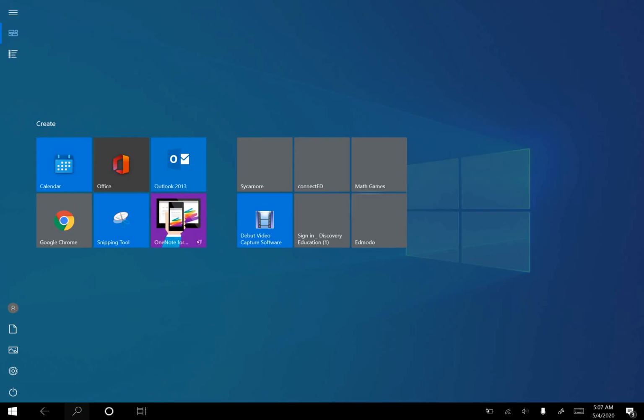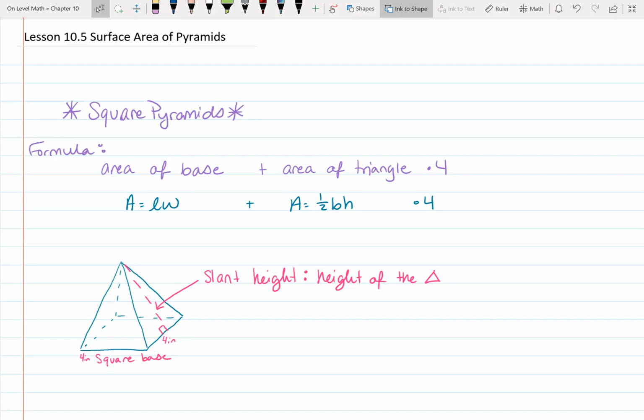Good morning. We are moving on to our last lesson of the chapter, lesson 10.5, surface area of pyramids. Now remember, surface area is the area of each side added together to find the total area of the entire surface, hence surface area. Tonight on your homework, your worksheet is 6 problems, but we're only going to do numbers 1 through 3 because today we are only working with square pyramids.